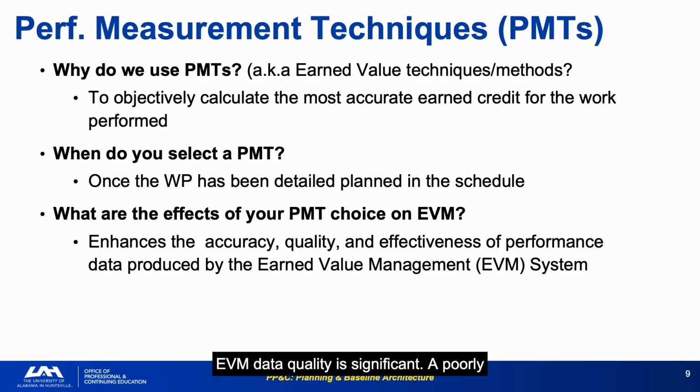The effect on EVM data quality is significant. A poorly chosen PMT produces earned value numbers that are either artificially high, front-loading EV, or artificially low, back-loading EV, both of which mislead the analysis. The bottom line, PMTs exist to provide an objective measure of accomplishment. When they're used correctly, EVM reveals reality. When they're gamed or chosen to minimize variance, EVM becomes a performance management illusion.